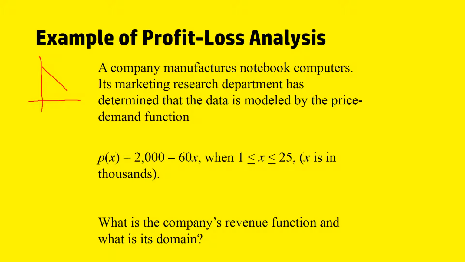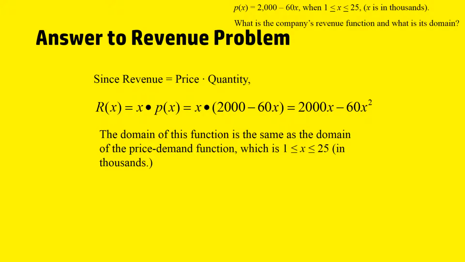What is the company's revenue function, and what is its domain? Well, we know all about revenue now, don't we? R equals XP. And then domain. Well, they just told us that, didn't they? So R equals XP, they gave us the P in the original problem. Substitute that for P in the formula, R equals XP.